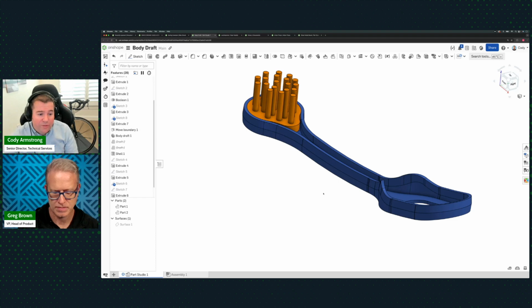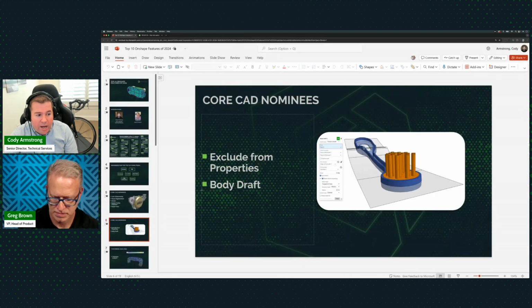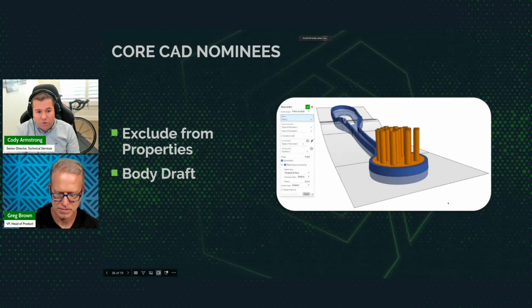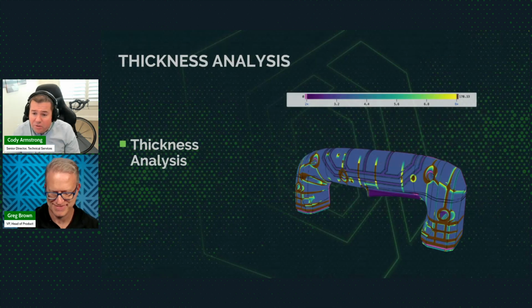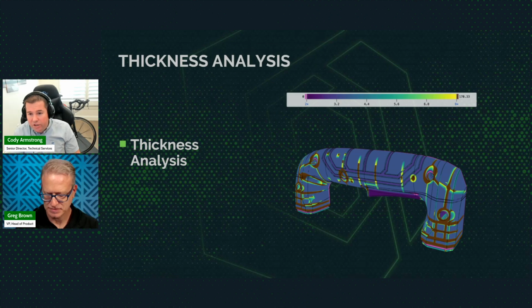Now the next one isn't necessarily a category, but a feature all its own, and that is, drum roll, thickness analysis. And this is one that in my book is one of the most requested features, one of the ones that I hear about most from our users. Where's thickness analysis? When are we going to get thickness analysis? And I'm excited to announce it's there.